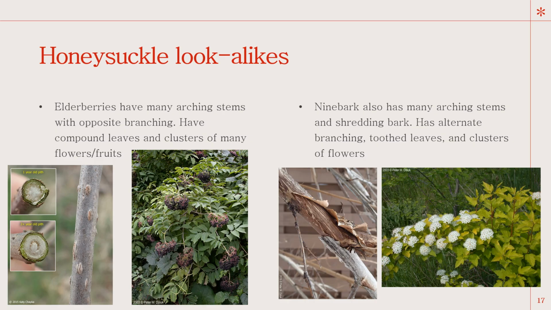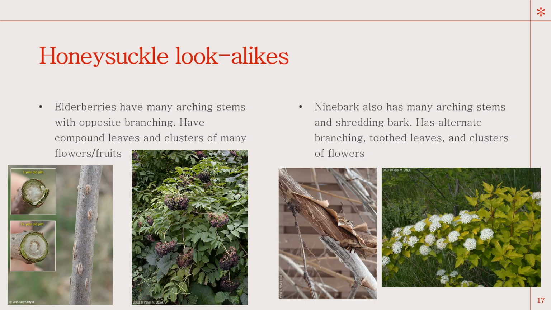Elderberry will have a very similar growth form with lots of arching stems, and they'll have opposite branching, so the leaves will always be opposite from one another. But these leaves are going to be compound, so very similar to your ash trees or your black walnuts. There will be multiple little leaflets per each leaf. And then these produce big white clusters, flat top clusters of fruits or flowers, and then they turn into these deep dark purple berries. And then the pith on elderberry will always be solid. So if you were to cut off a stem and look inside, it would be completely solid there.